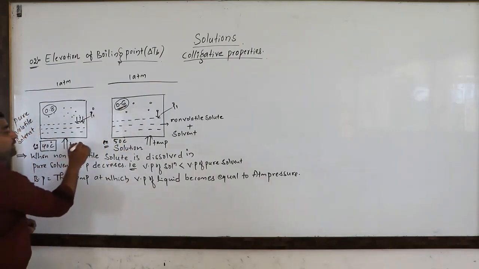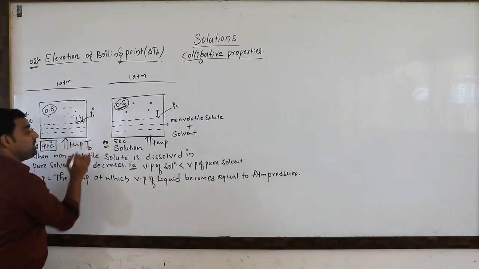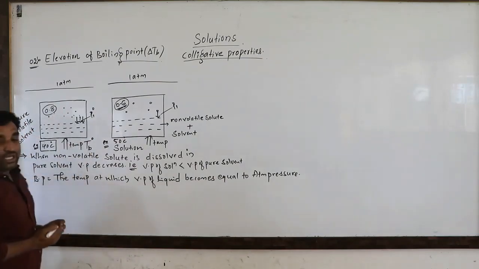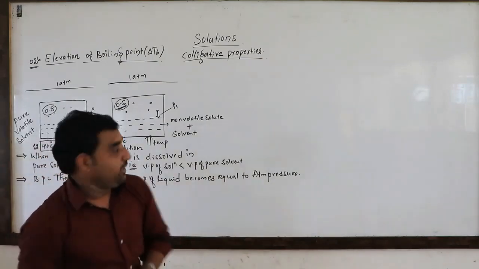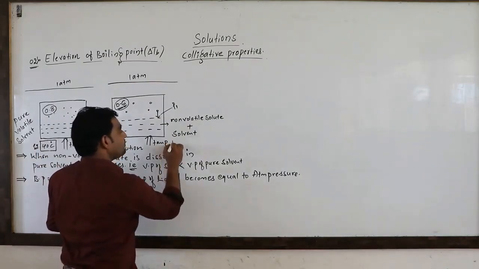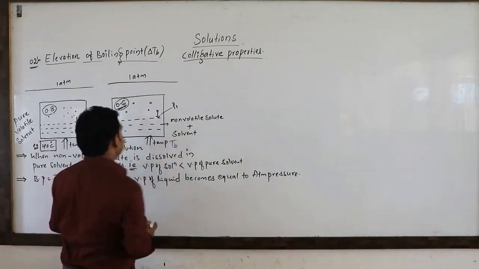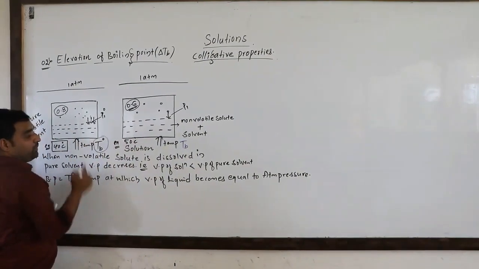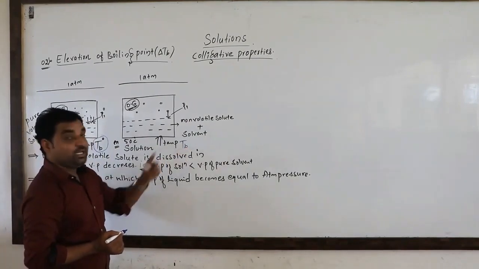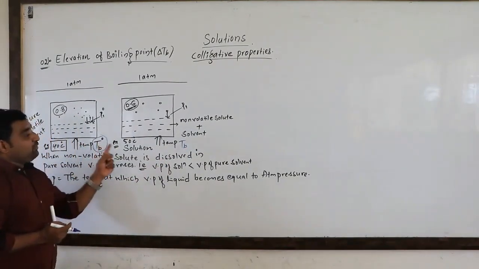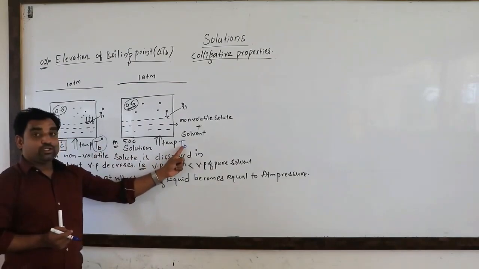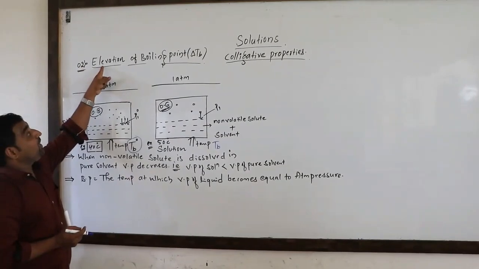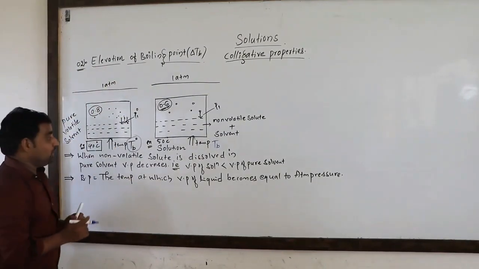Say this temperature is TB. So this is a pure solvent, hence we have to write T naught B. Here we can write the solution temperature, that is TB. Hope you all understand this one. This temperature is denoted by T naught B. This temperature is denoted by TB. So the difference between the boiling point of the solution and that of the pure solvent will give the elevation in the boiling point.